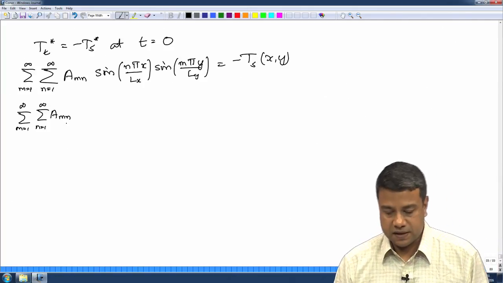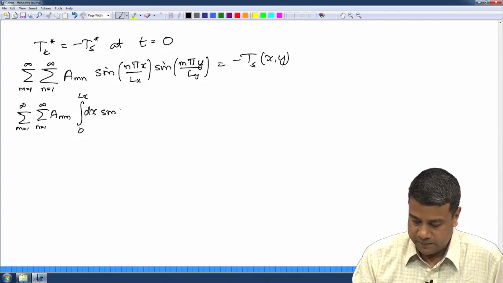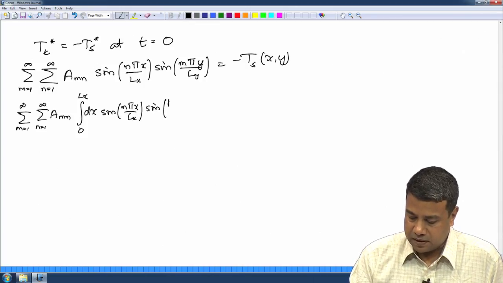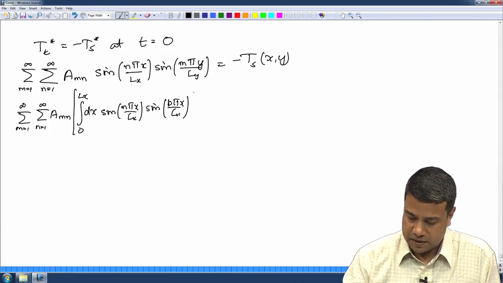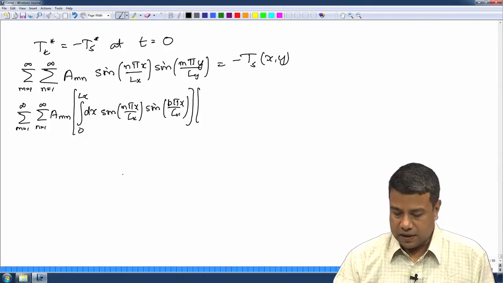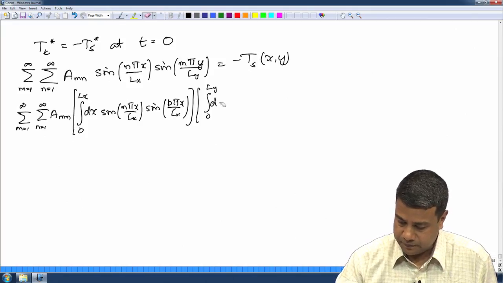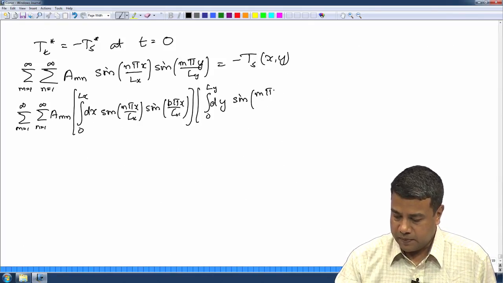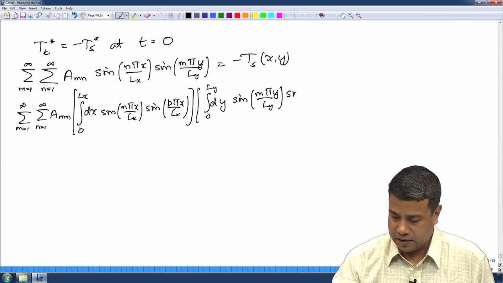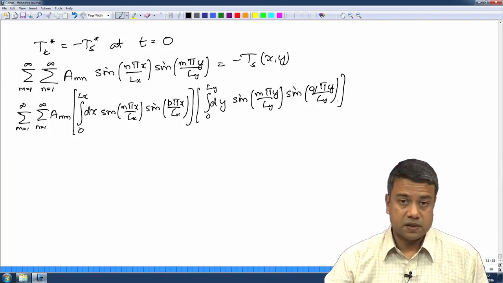Okay. The first in the x direction. Integral dx from 0 to Lx of sine n pi x by Lx times sine p pi x by Lx, where p is some other integer. That is one orthogonality relation in the x direction. In the y direction, integral from 0 to Ly dy of sine m pi y by Ly times sine q pi y by Ly, where q is another integer.